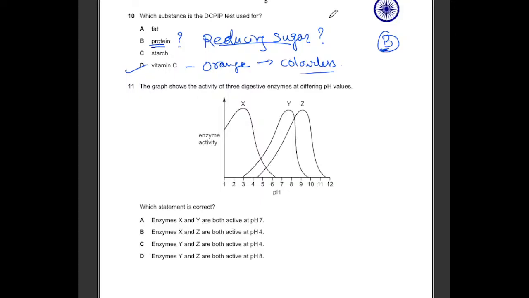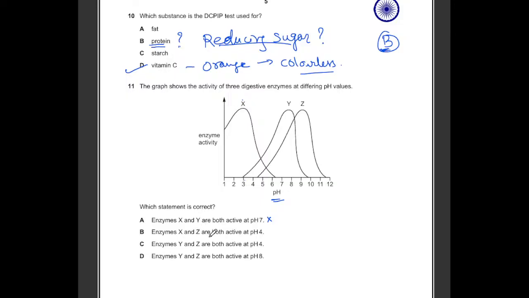Moving to the 11th question here, the graph shows the activity of 3 digestive enzymes at different pH values. This is direct from the textbook. Which statement is correct here? Enzymes X and Y are both active at 7. As you can check, is X active at 7? No. So this option won't be it. Y is there but not X.